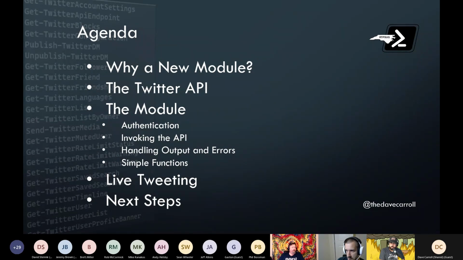So here's the agenda. We're going to first discuss why I created a new PowerShell module, since there are already a few out there. We're going to look at the Twitter API itself, which is basically the documentation by Twitter. Then we'll take a look at the module, how I do authentication, how I actually call the API, and how I do output and errors, and we'll look at some of the simple functions. Then we'll do some live tweeting and then talk about the next steps.